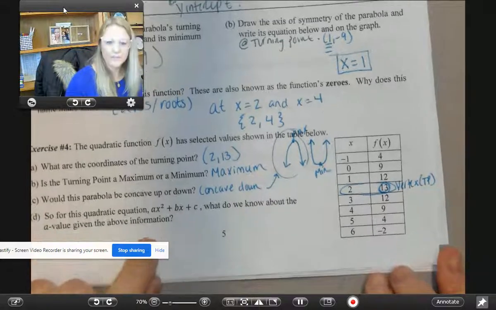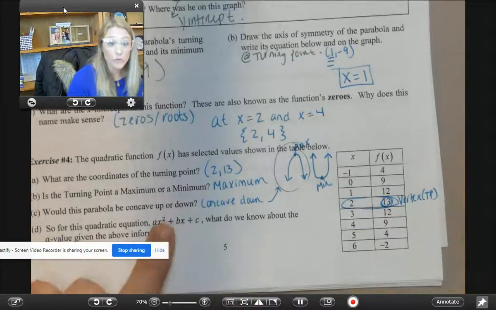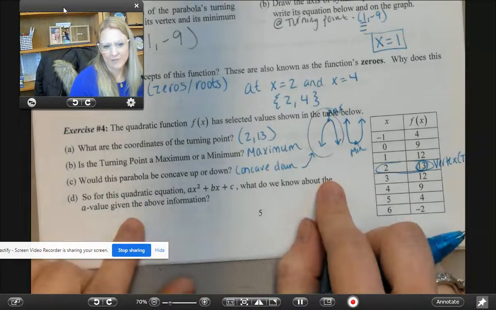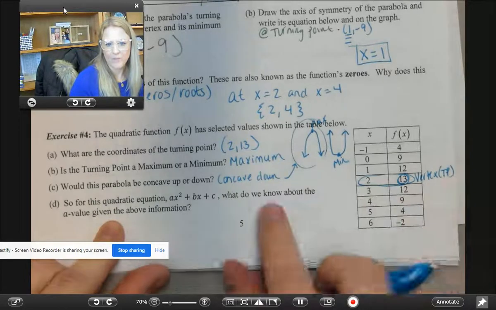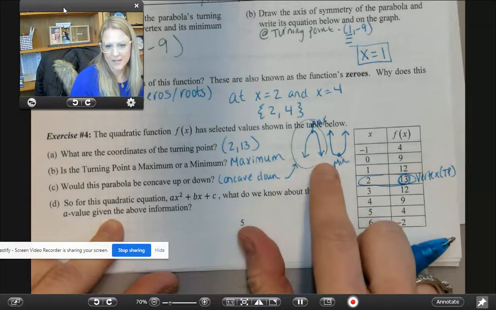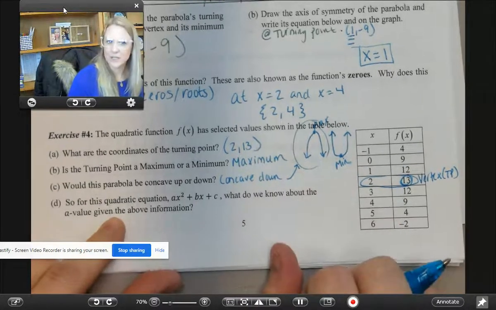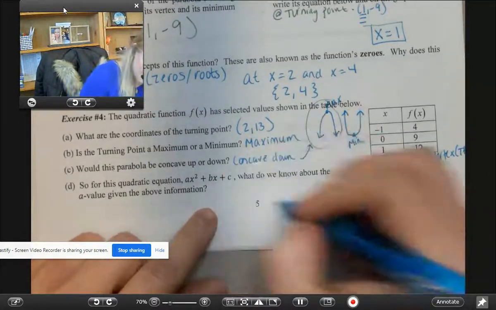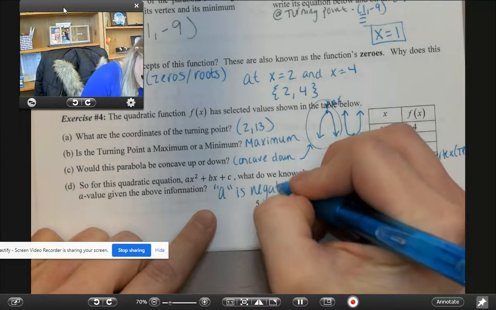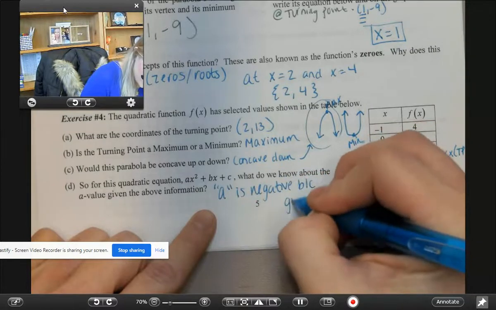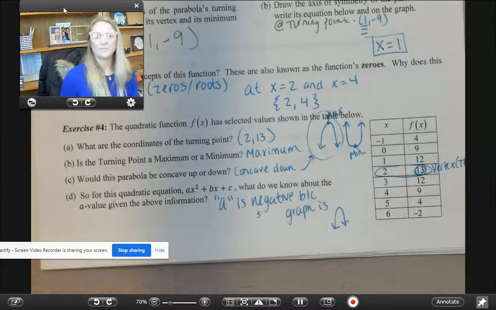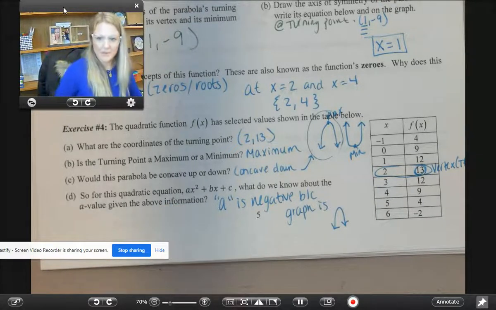So for this equation, ax squared plus bx plus c, we don't know the equation. We're not writing it. But what do we know about it? What do we know about the a value given this information? Well, because it's concave down, right? Because it's concave down, the a value is going to be positive or negative? It's going to be negative, right? Good.